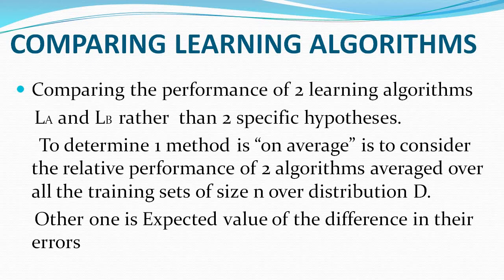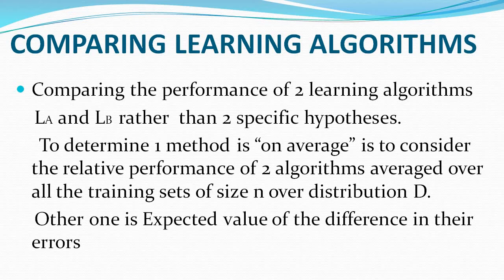The first method is to consider the relative performance of the two algorithms averaged over all the training sets of size n over the distribution. And the second method is the expected value of the difference in their errors. In the first method, rather than considering two hypotheses, we are considering only one hypothesis.